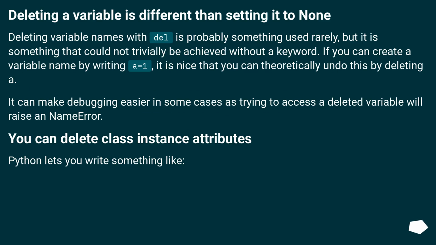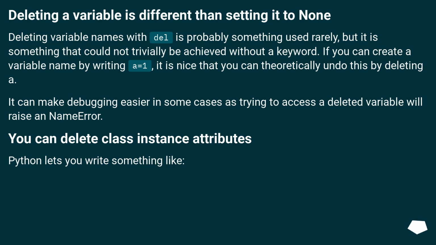Deleting a variable is different than setting it to None. Deleting variable names with del is probably something used rarely, but it is something that could not trivially be achieved without a keyword. If you can create a variable name by writing a equals 1, it is nice that you can theoretically undo this by deleting a. It can make debugging easier in some cases, as trying to access a deleted variable will raise a NameError.